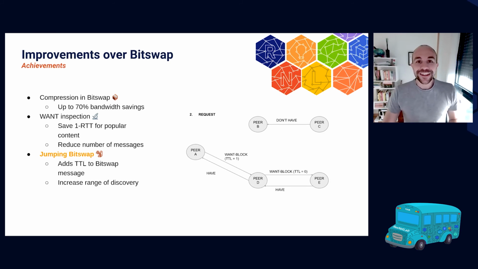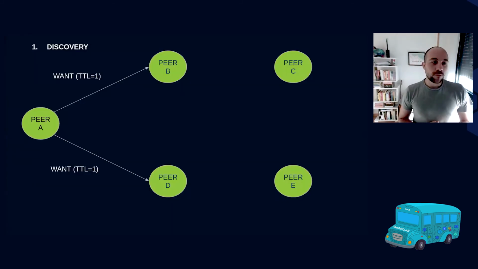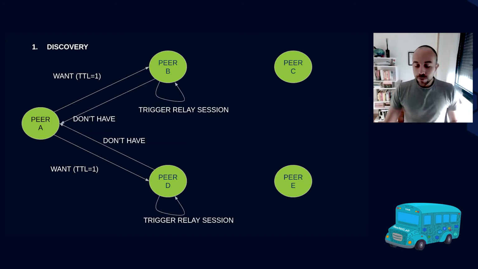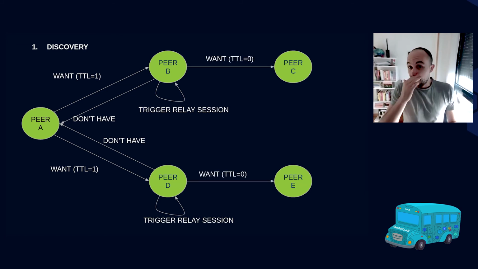Let's see step by step how jumping Bitswap works. Right now, in jumping Bitswap, what we add is this TTL. In the broadcast stage, for instance, when peer A sends a want request to its neighbors and none of its neighbors has the content, instead of having to resort to the DHT, my neighbors will send me a don't have, and they will trigger a relay session on my behalf, because they still have enough TTL in the messages to be forwarded to other nodes. So these peers that are starting a relay session on my behalf will send a want message to their own neighbors with TTL 0, saying that they are the last peers that are allowed to forward the message.